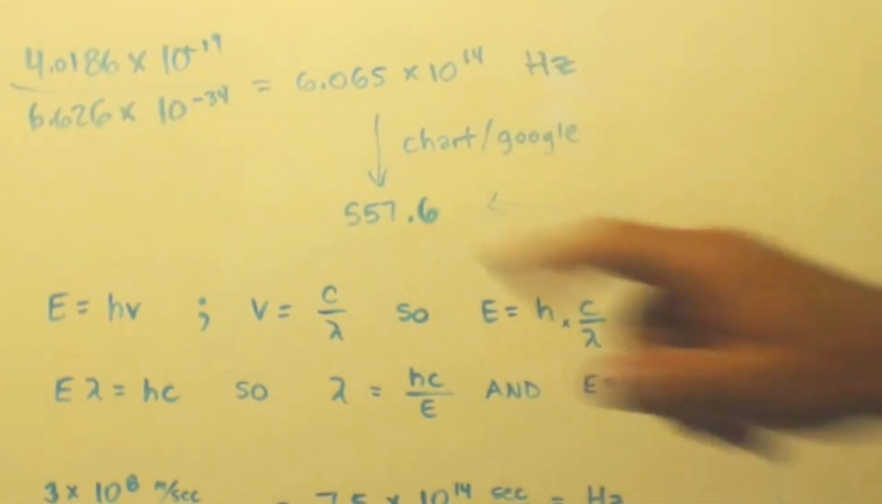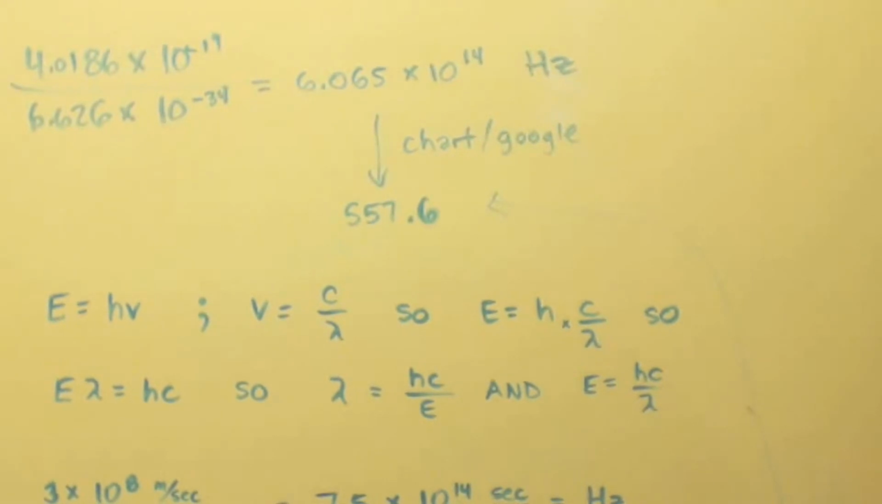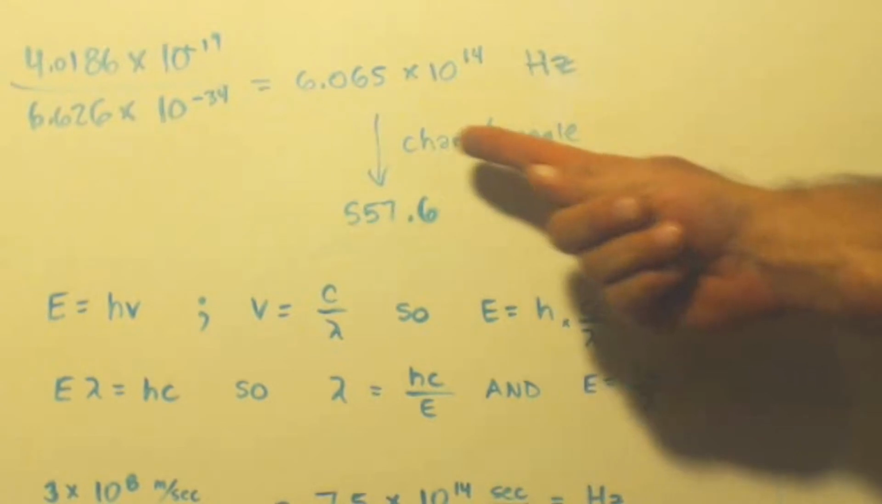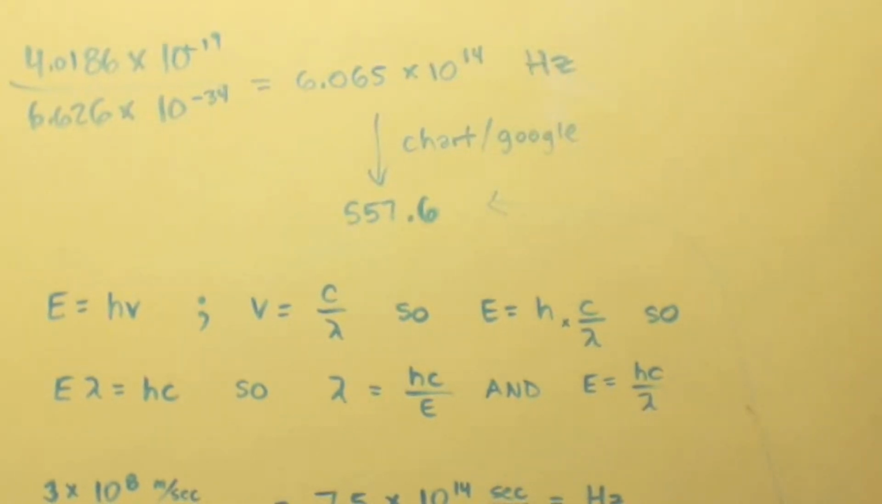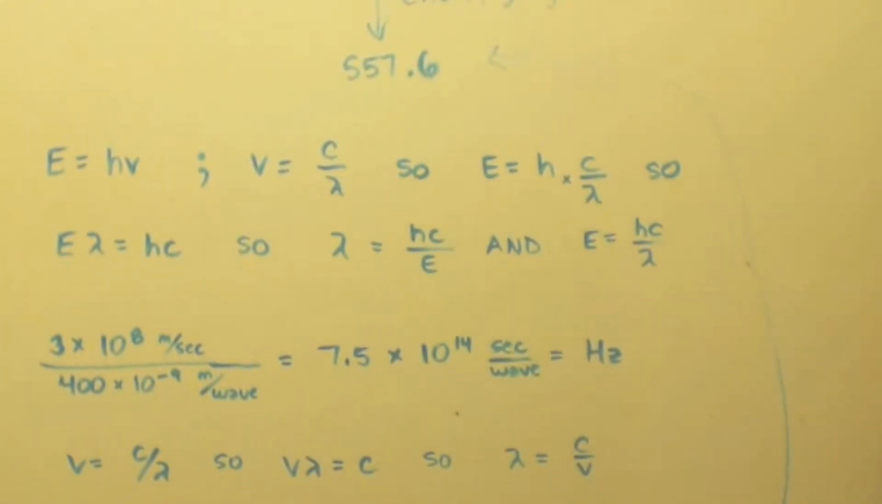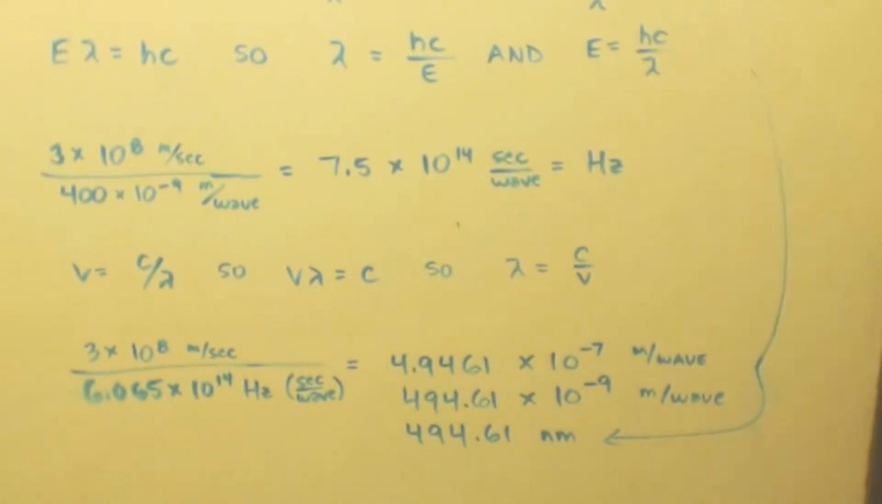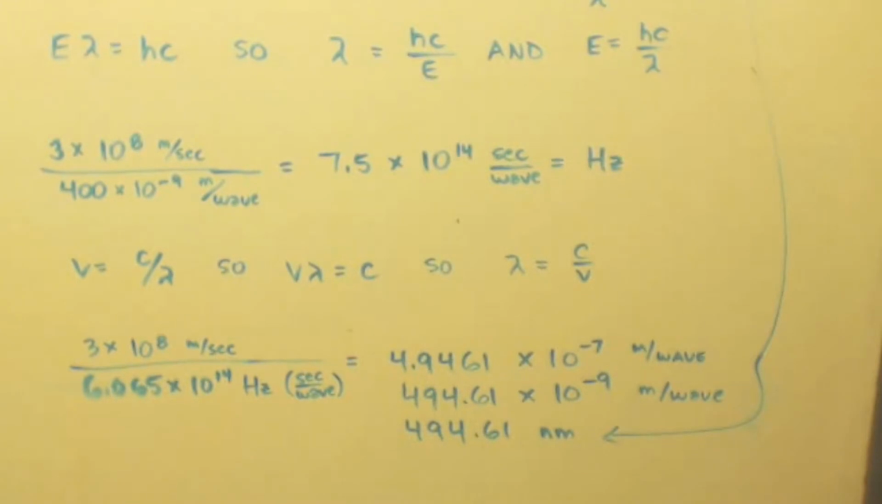Now, is 494.61 the same as 557.6? No, it is not. It is not even close, really. So this chart is a lying piece of garbage, just like the other chart was. Keep in mind, these wavelength frequency charts are all garbage, people put garbage misinformation up. Do the math. The math makes it easy.